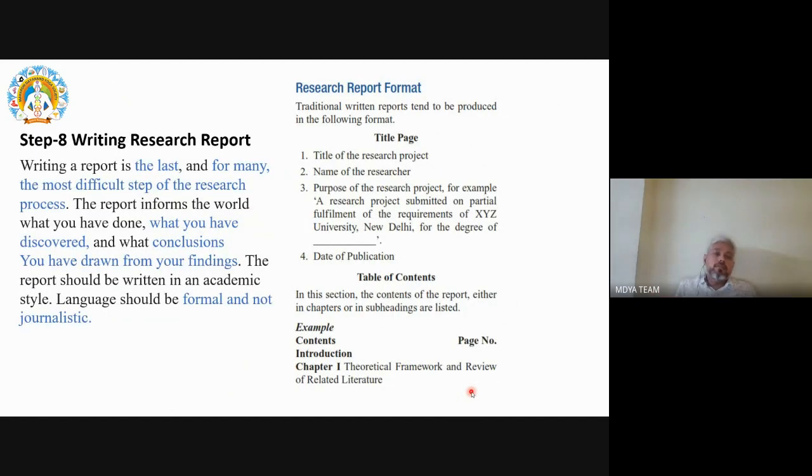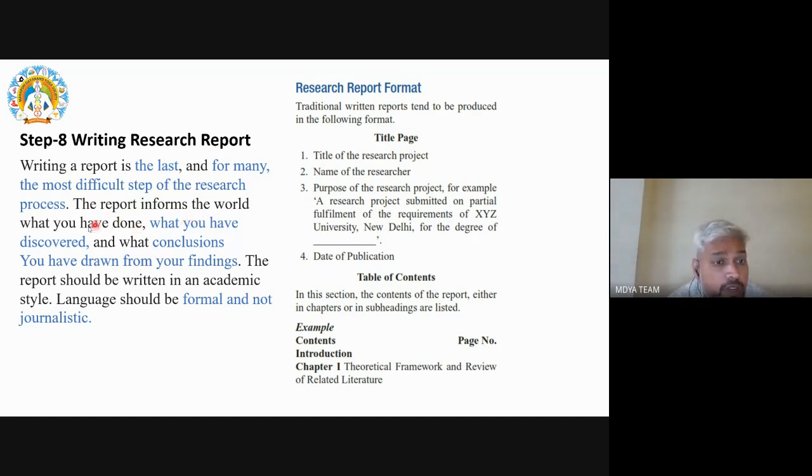So your research process is now coming to an end. Step 8 is writing the research report. Writing a research report means when you write a report before submitting your thesis, and it is also a short form of your thesis. Writing a report is the last and for many the most difficult step of the research process. Many people face difficulty when they write the research report, so it is very important to understand.